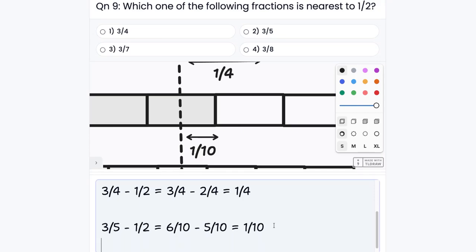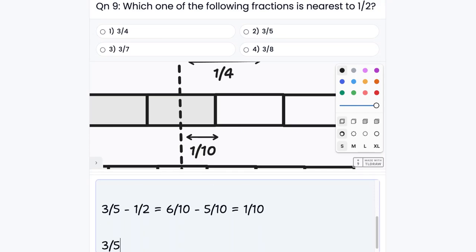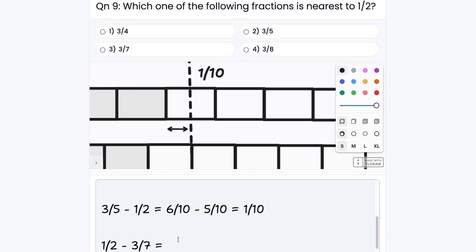What about 3/7? So 3 out of 7. I think this should be half minus 3 out of 7, in this case, because these are excess, so we have a shortage over here. So 3/7 will be 6/14, and this will be 7 out of 14 minus 6 out of 14.